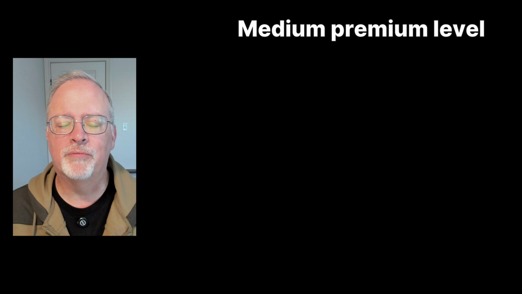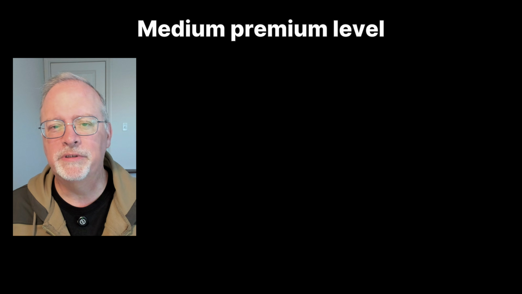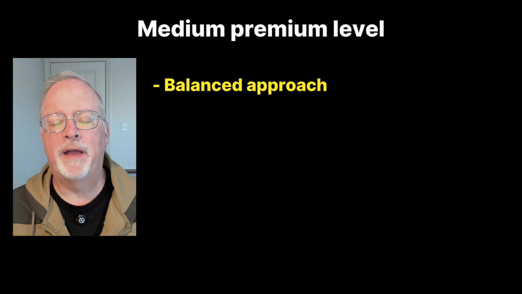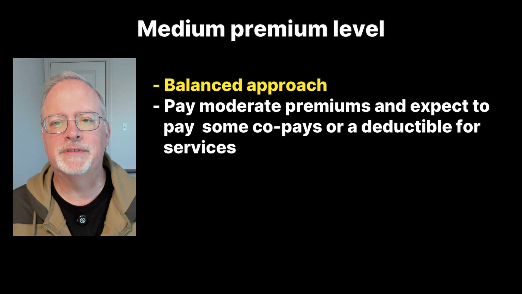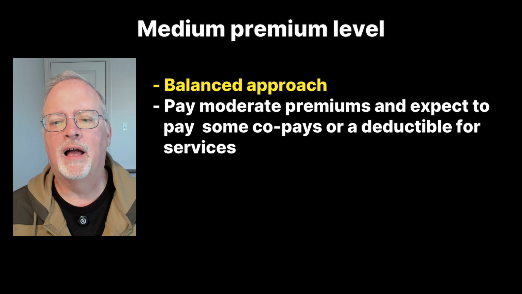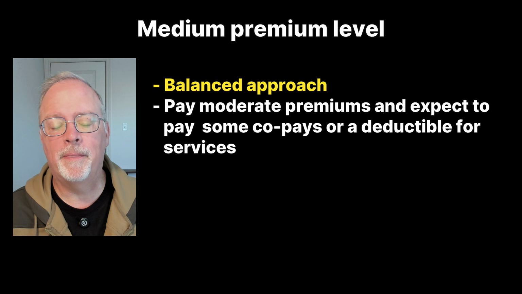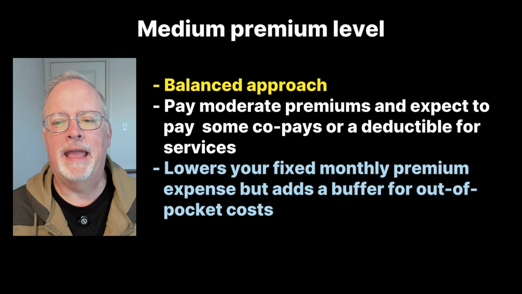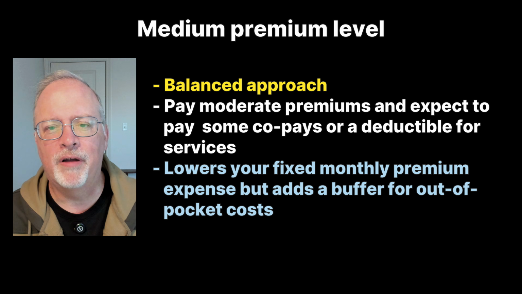If you choose the medium premium level, then the model will take a more balanced approach. You'll pay kind of middle of the road premiums and middle of the road deductibles and copays. So this will be a higher monthly premium than the low premium level and will add a moderate buffer for your out-of-pocket costs.